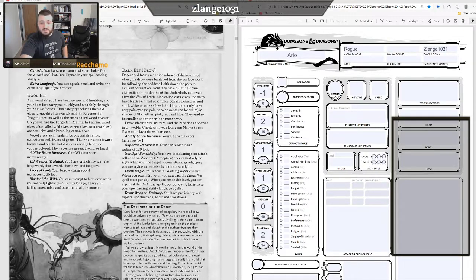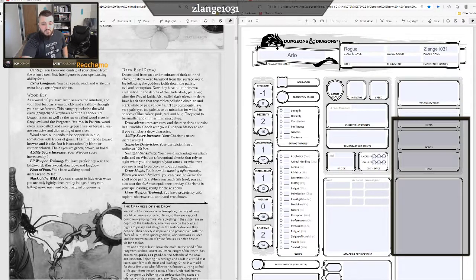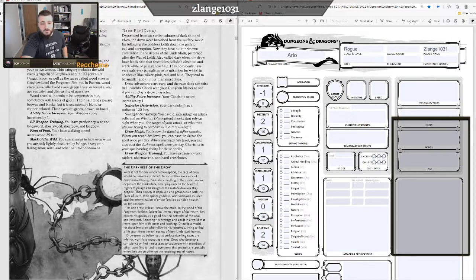You got your dark elves, which is a +1 to Charisma. Dark vision, superior dark vision. Normally dark vision is 60 feet. With dark elves, your dark vision is 120 feet. You have sunlight sensitivity, so since your eyes are so trained to see through darkness, you're a little more sensitive to sunlight, so you get disadvantage on a lot of stuff while being in sunlight. You got magic specifically for being a dark elf or a drow, as they're called, and then you have special weapon training for being a drow.